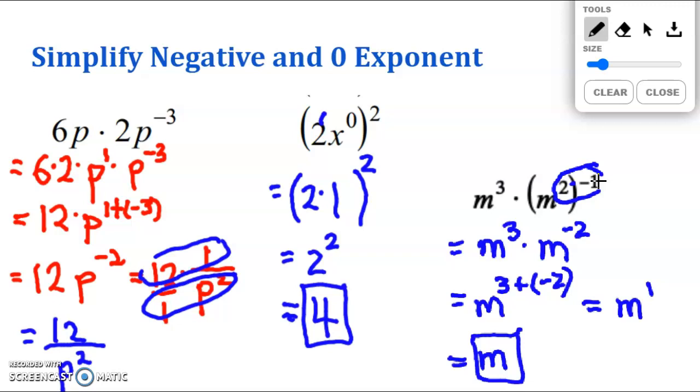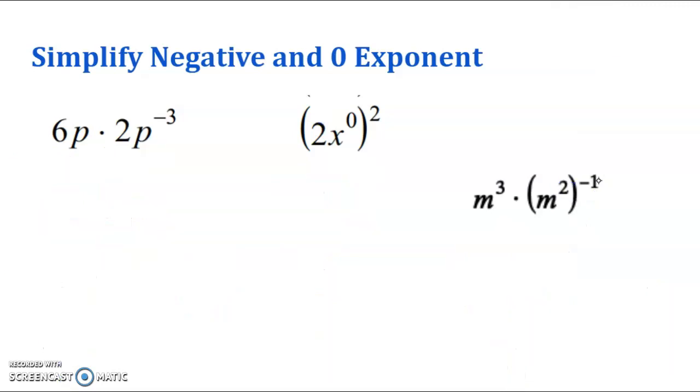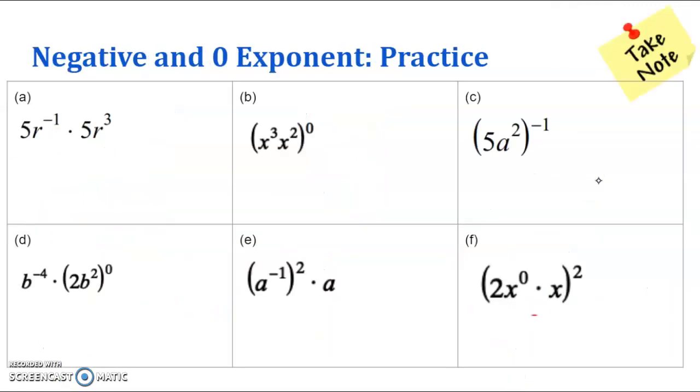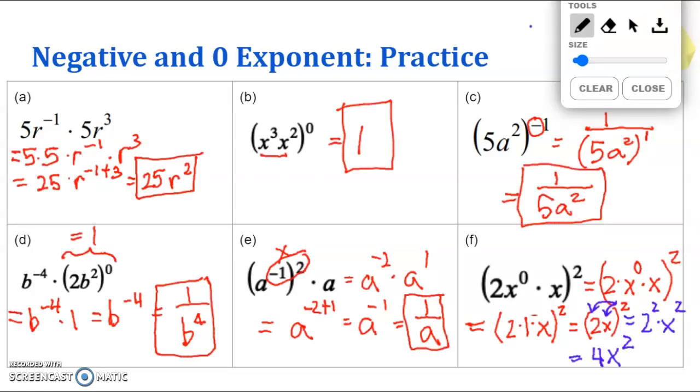Alright, then I am going to close this, and I want you to try this problem. Okay, pause the video and try this problem now, please. Okay, in the interest of time, I've solved all the problems for you to check your answers. So please look at these answers, pause the video, and see if you agree with this. Okay, and that's it for today.